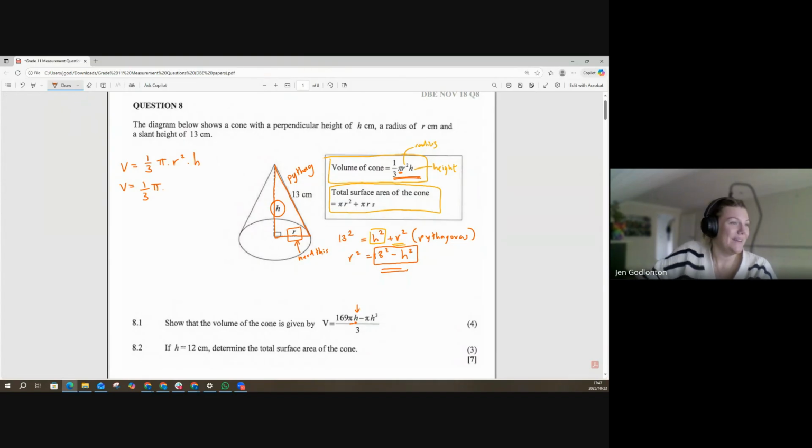Okay. So we're going to multiply that by 13 squared minus h squared, and that is r squared. So that is what we need. We don't need to square that, and we're going to times that by h. So we have 1 over 3 pi times 169 minus h squared, and then all of that is going to be times h.